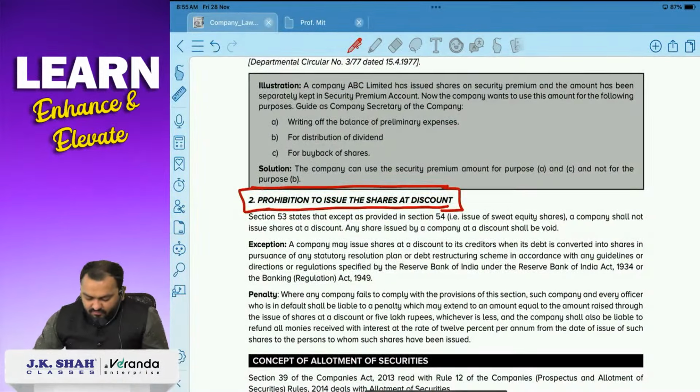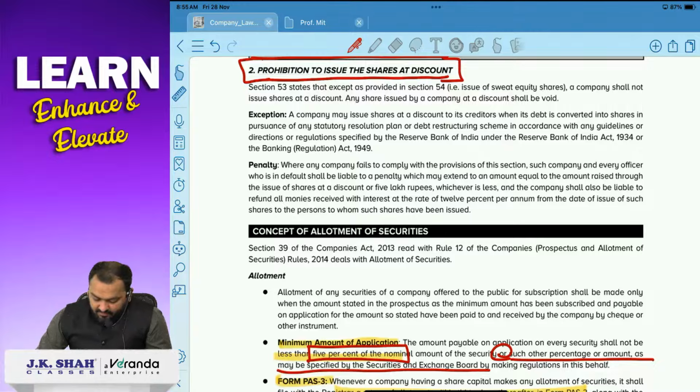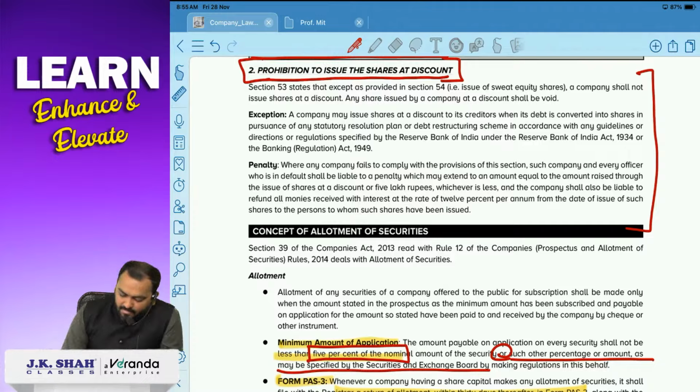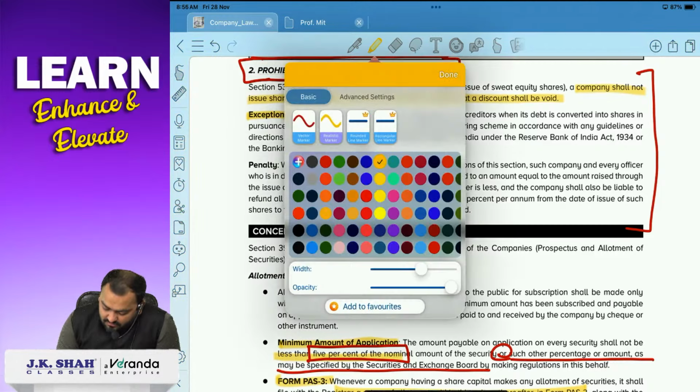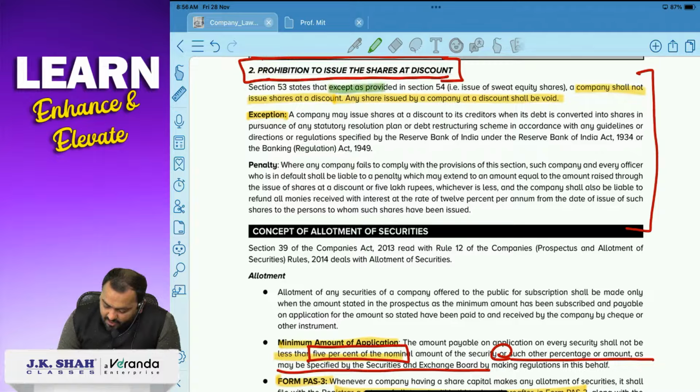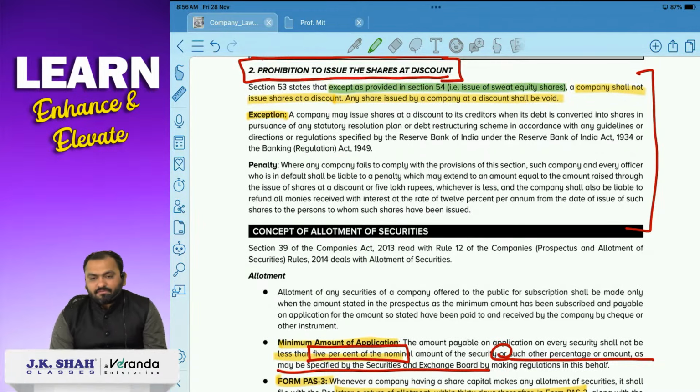Easy. You know what? We are done with this section 53, everything from your module. See, it's only this much. Yes or no? See, what I told you is, generally the company shall not allot shares at discount. Any shares issued by the company at discount shall be void. But obviously there are exceptions. What are the exceptions? First, if the company is giving sweat equity shares. Okay, so can you see this? Except, can you see this? Except which is given in case of section 54. That is sweat equity shares. That becomes your first exception.